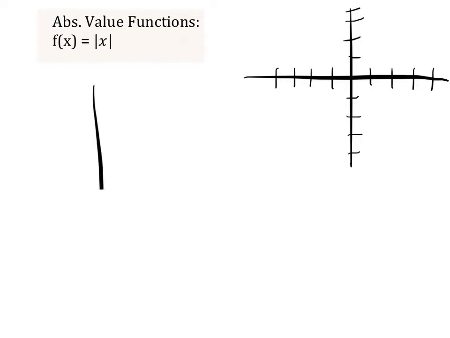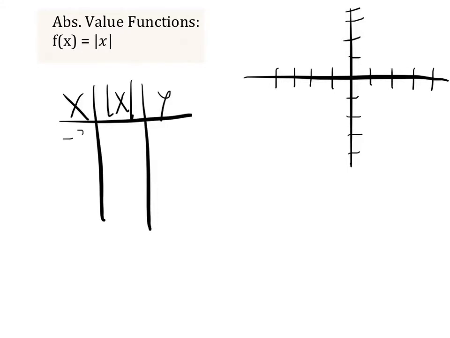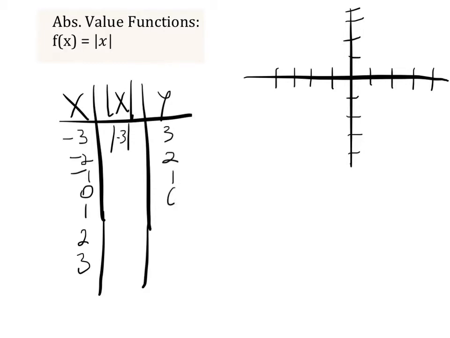And we can do an xy chart. x, y, absolute value of x, negative 3, negative 2, negative 1, 0, 1, 2, 3. Absolute value of negative 3 is 3, so then we get 2, 1, 0, 1, 2, 3. So we're at 0, 0, 1, 1, 2, 2, 3, 3, and negative 1, 1, negative 2, 2, and negative 3, 3. So there you go, your V-shaped absolute value function.